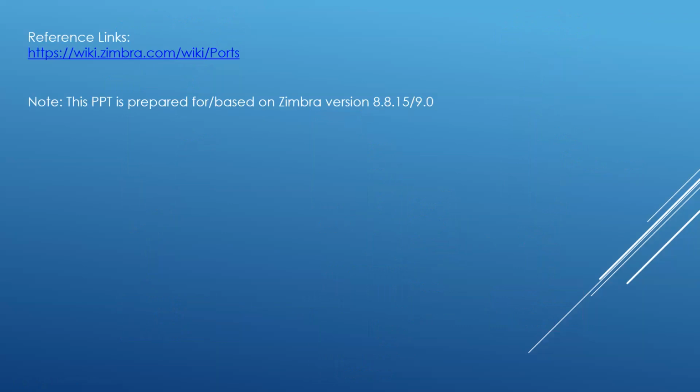I hope you understand all the core components and the ports. I believe it is clear. This is the brief information about Zimbra core components and its ports.